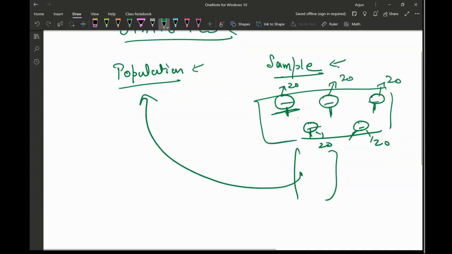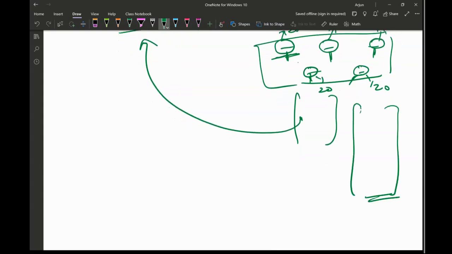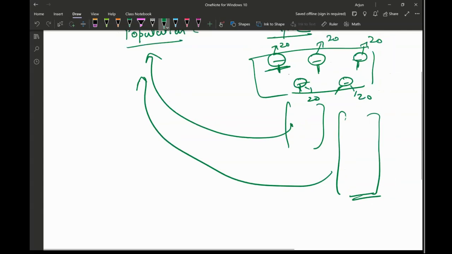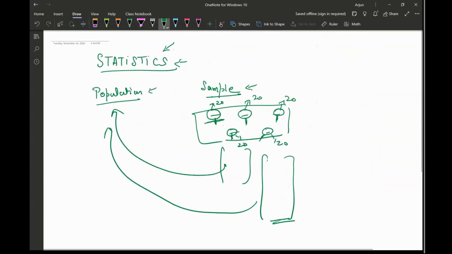And then you can make a bigger sample out of this whole sample also, and make the prediction about the population. So that was some basics about statistics.